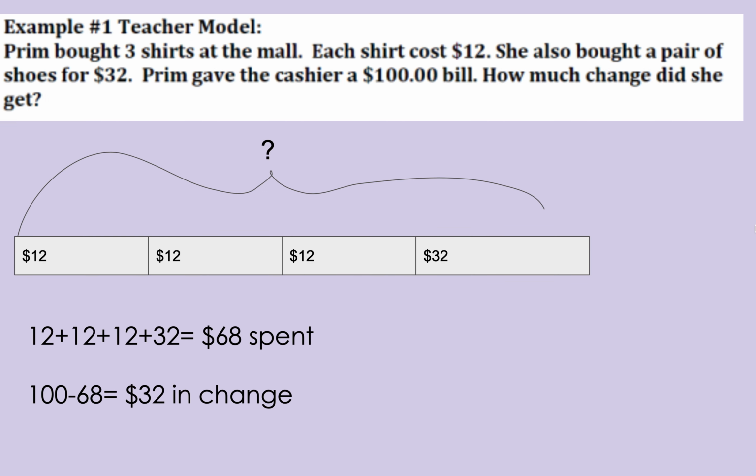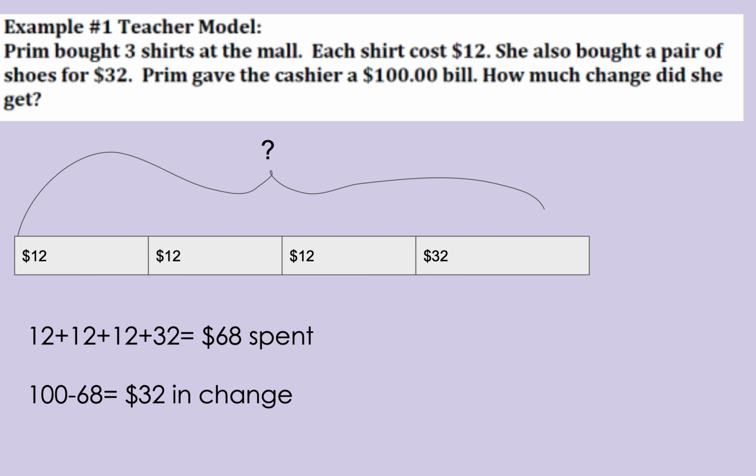Example 1, teacher model. Prim bought 3 shirts at the mall. Each shirt costs $12. She also bought a pair of shoes for $32. Prim gave the cashier a $100 bill. How much change did she get? So this isn't a type of problem where we're just going to add or subtract. There are a lot of steps we need to take in order to correctly solve this problem. So we can use a bar model for this one to solve this problem.